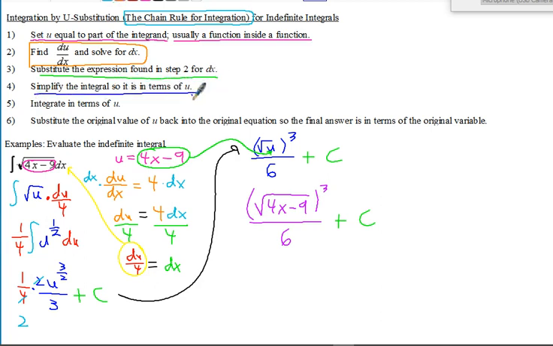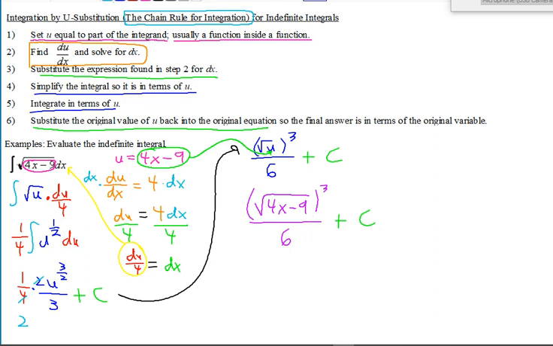So it's in terms of u, so we simplified it to be just u to the 1/2. And then we integrated, that was this part, u to the 3/2 over 3. And then finally, our last step was to substitute the original value of u back into the original equation. So the final answer is in terms of the original variable. Now is substituting the 4x minus 9 back in there.